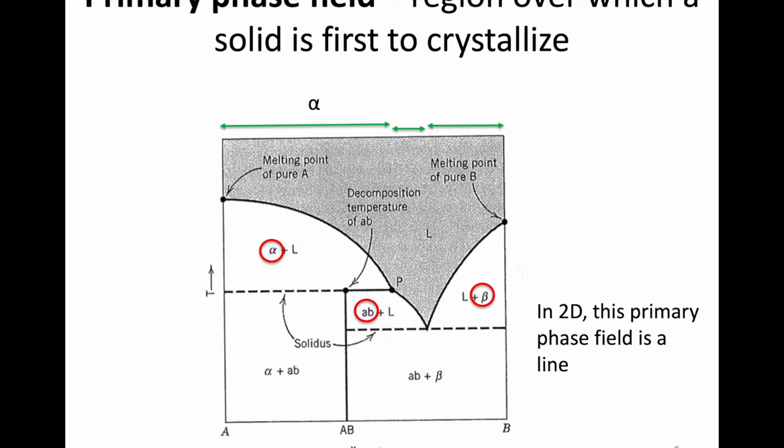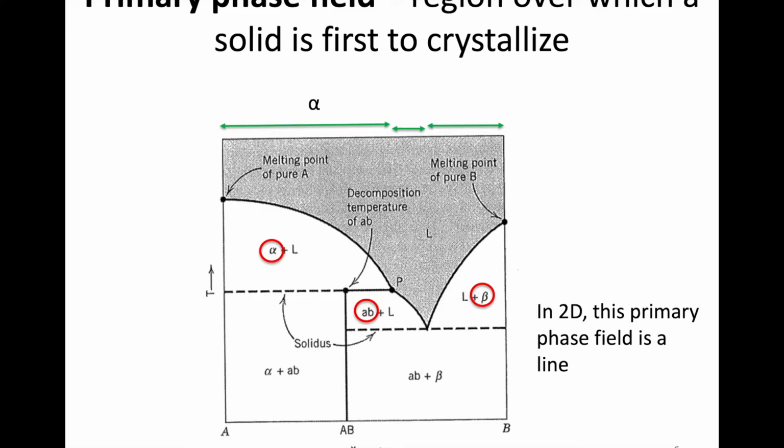Another thing that's going to be useful as we look through ternary phase diagrams is the concept of the primary phase field. This is the region over which a solid is first crystallized. What I mean by that is probably best represented in a binary system. Let's say we have this A-B binary phase diagram. Our line here represents the liquidus, the point at which we first form a solid below.